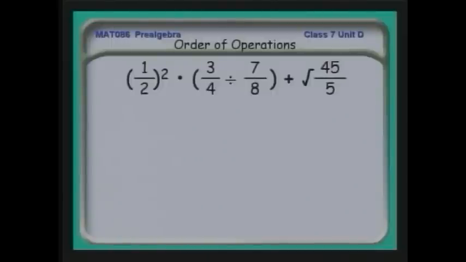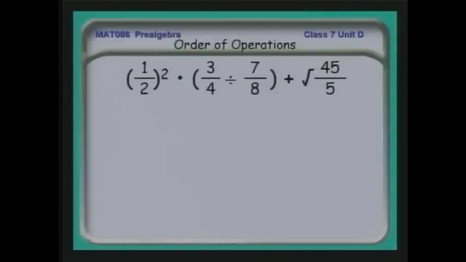Let's look at a similar kind of problem that contains fractions. It's really no different, except that now you need to use everything we've learned up to this point about fractions in order to do this order of operations calculation. We have 1/2 squared times the quantity 3/4 divided by 7/8 plus the square root of 45 over 5. Sometimes instead of seeing the square root over the whole thing, you'll see that little square root symbol in front of the quantity, and it means deal with the square root of the whole quantity.